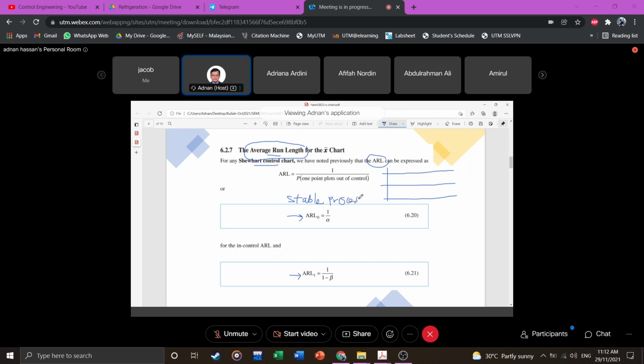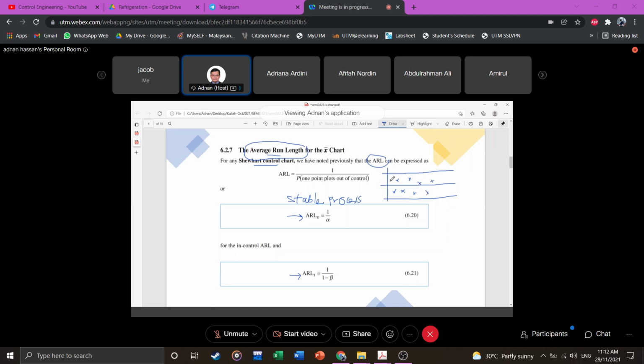But what happened is, because control chart is based on sampling, there will be situation that there will be false alarm. What is a false alarm? Let's say the point is moving up and down. This cross line is meaning that the observed data.